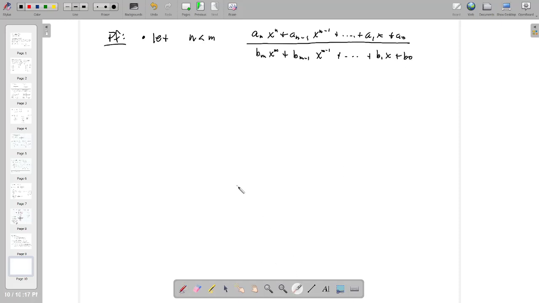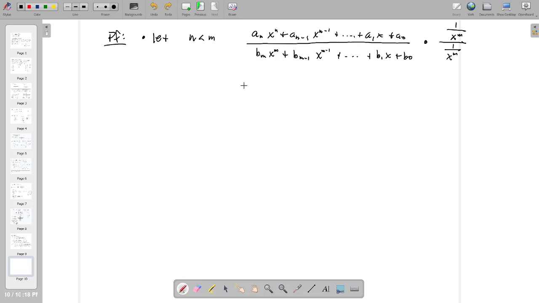Now here, we have to remember that m is larger than n. So we take the highest degree in the denominator, which is m. We divide top and bottom by x to the m power. Again, keep in mind that m is greater than n.